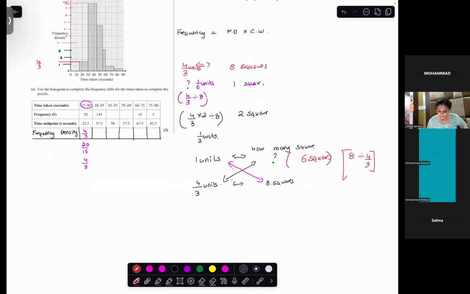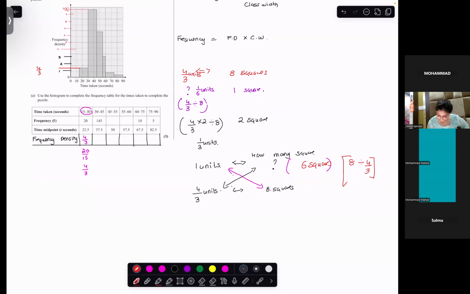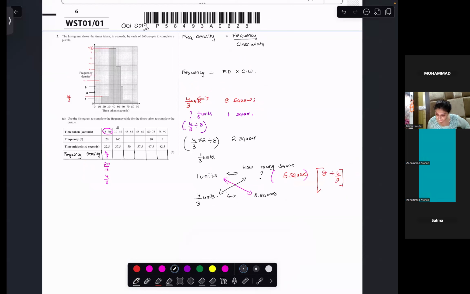Okay. Now I would check for 30 to 45. If I'm checking for 30 to 45, what is my frequency density? It is going to be frequency divided by class width, that is 15. So 145 divided by 15, which is 29 by 3. Or I would say it is 9 2/3, because it is coming to 9.6666.